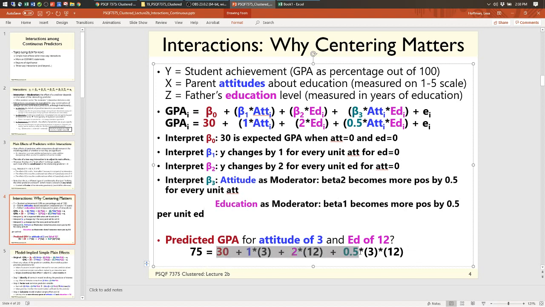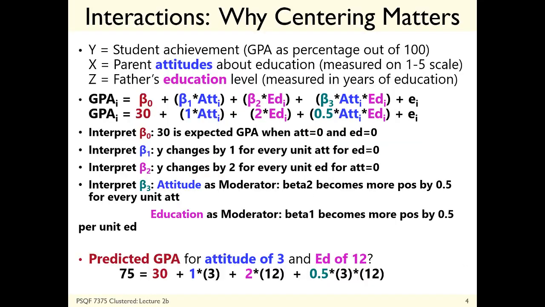So regardless of whether or not we've centered, which we haven't, and so 3 out of these 4 coefficients in my example don't mean anything, the model still gives me the predicted GPA for any combination of X's and Z's. So if I plugged in values that were more reasonable, for instance, an attitude score of 3 on the 1 to 5 scale, or an education level of 12 years, I end up with a predicted GPA of 75.